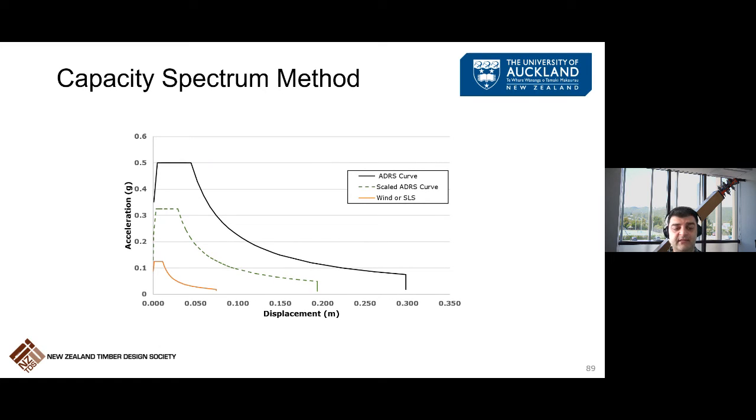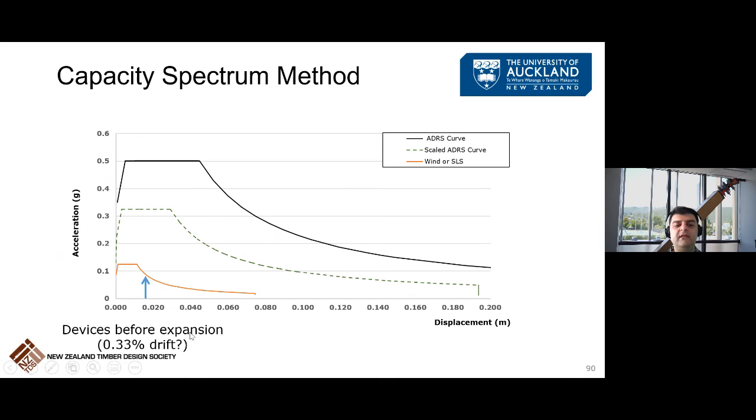Also, we have our SLS, where these devices don't expect to perform under SLS1 or even SLS2. That depends on the designer's preference. So we don't scale it down. Then we decide about the drift before device expansion. SLS1 is normally around 0.33% because the structure is expected to behave elastically. And then at full expansion, although we are allowed to go to 2.5%, for a low-damage performance we normally keep it to 1% to 1.5%.